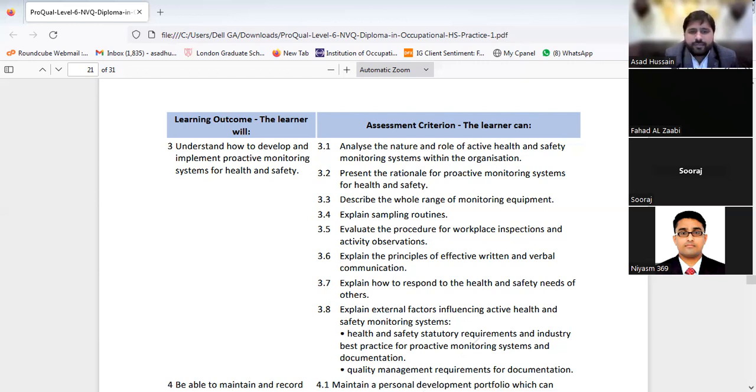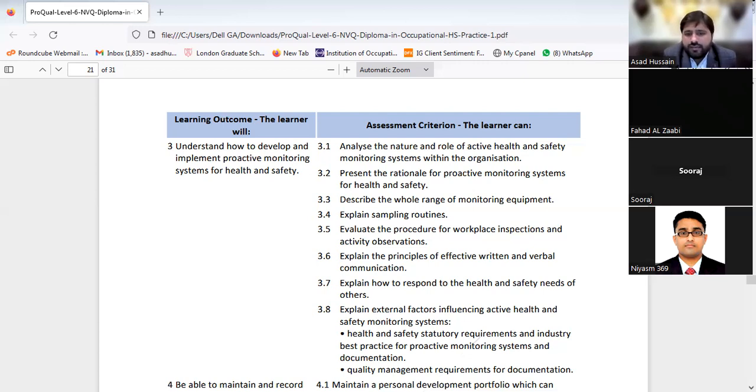Yes. Okay. Now we are moving towards the last assessment criteria of this unit. We have 3.8: explain external factors influencing active health and safety monitoring systems. Bro, you have seen that here we have the word active. Do remember, proactive and active are the same word, and their reciprocal is reactive. We will discuss that in the upcoming lectures or units.